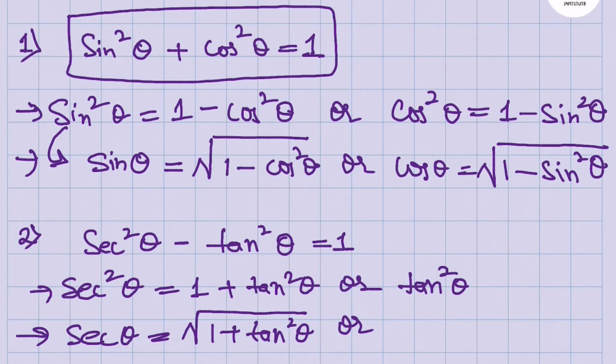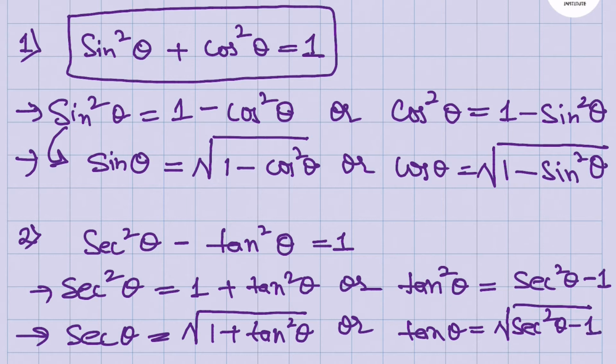Your tan square theta will be equal to secant square theta minus 1, and your tan theta will be equal to under root secant square theta minus 1. Look at that. When you shift that tan square theta to the other side, that will give you the positive tan square theta. But when you shift that one on the left side, it will give you -1. So that means secant square theta is fixed on its own position. One is coming here and tan is going there. Tan will be positive and one will be negative.